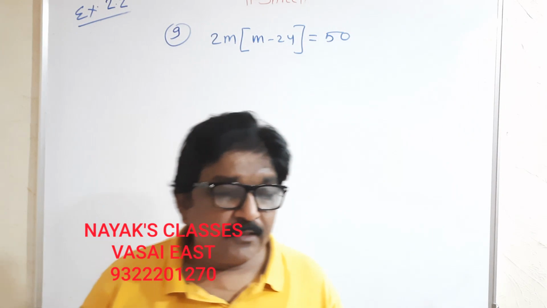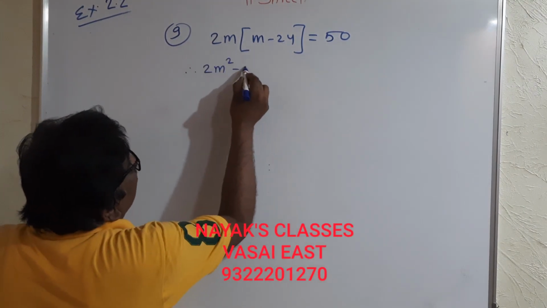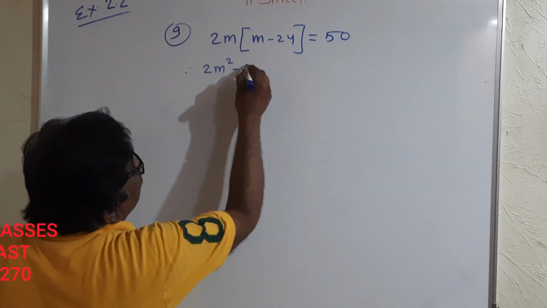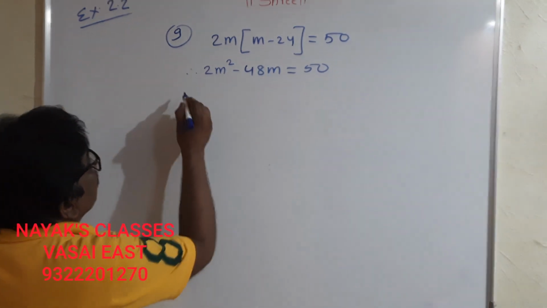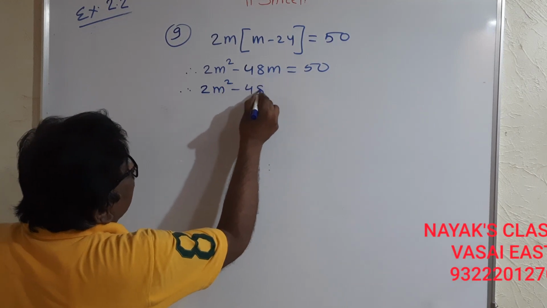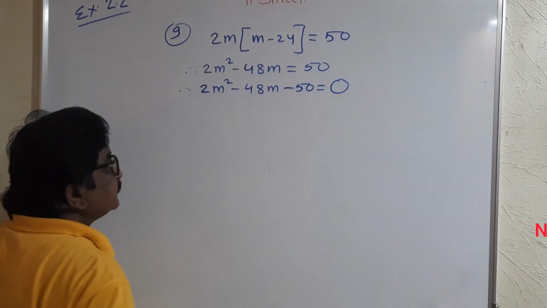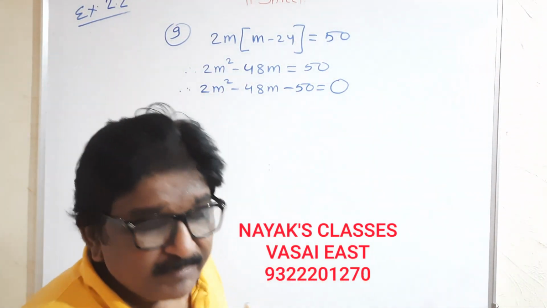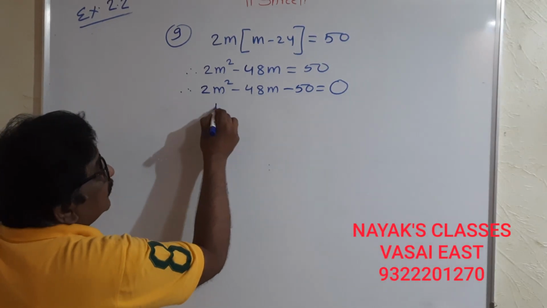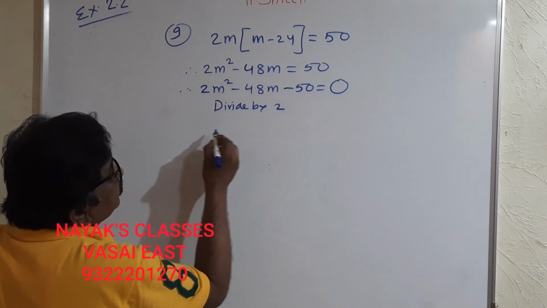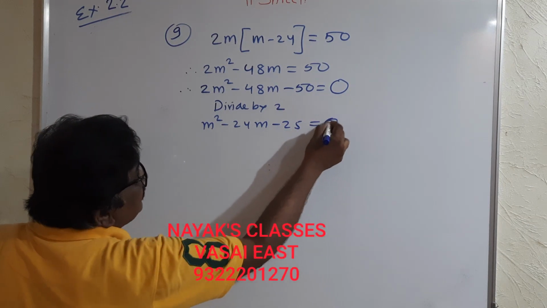So let us start the 9th example of the same exercise 2.2. Open up these brackets. So 2m square minus 48m is equal to 50. Bring that 50 to the left hand side, sign change, so minus 50 is equal to 0. To make the number small, divide by 2. So m square minus 24m minus 25 is equal to 0.